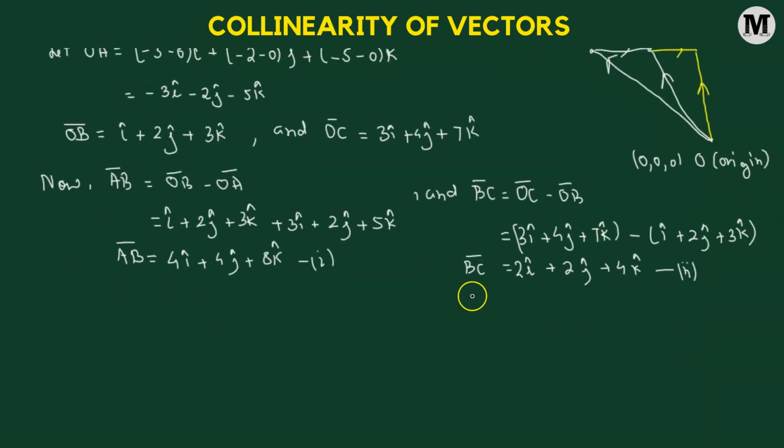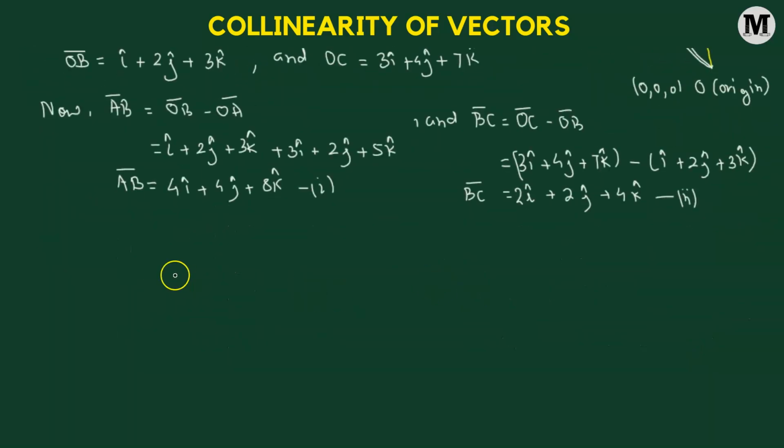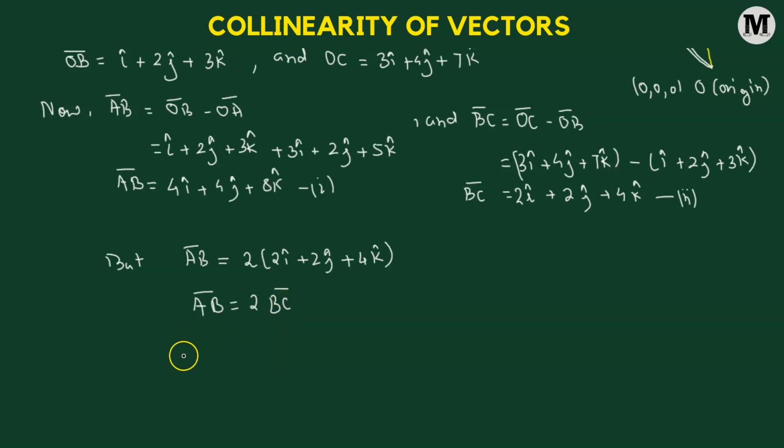Now we can see there's a close relationship between AB vector and BC vector. So here we see that AB vector can also be expressed as, if we take 2 as the common factor, 2 times 2 i cap plus 2 j cap plus 4 k cap. Now here we can replace 2 i cap, 2 j cap and 4 k cap with BC vector, which means that we have 2 times the vector BC. Now this is our vector AB. So AB vector equals 2 times BC vector, which is of the form AB vector equals lambda times BC vector, where we have considered lambda to be equal to 2.